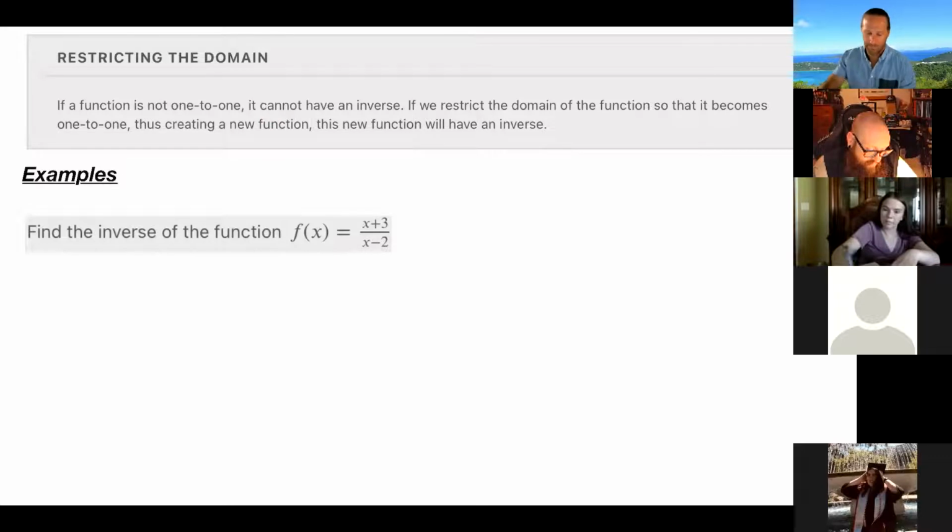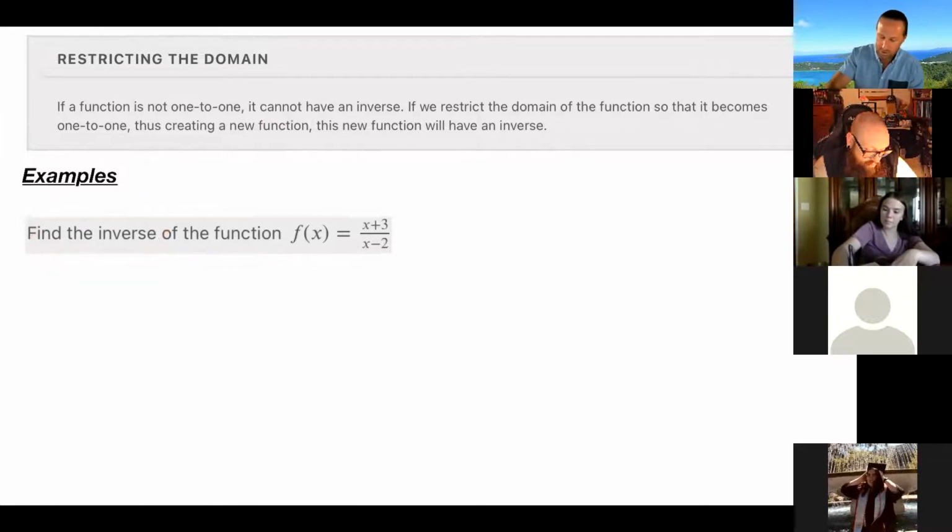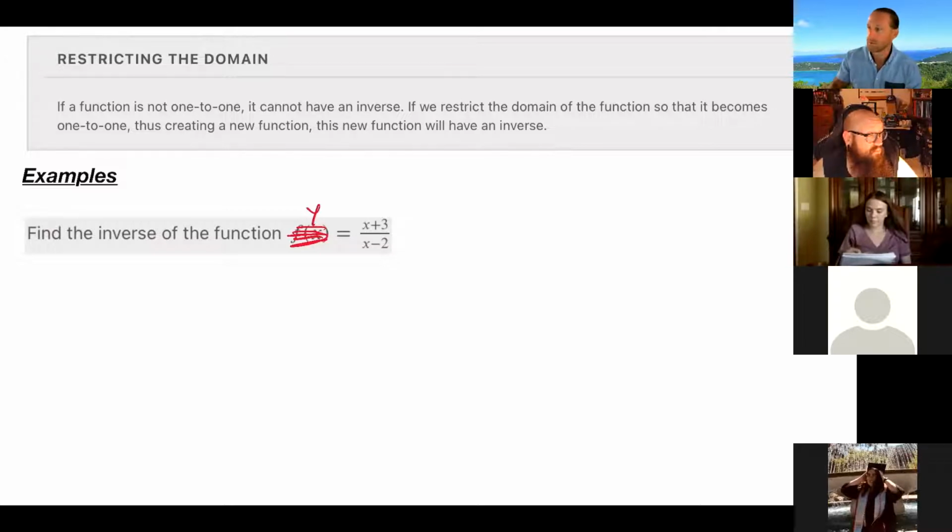So if we wanted to find the inverse of this, we're just going to first off let this be a y because it's easier. But to find the inverse, we have to reverse what we had. So now it's going to be x equals. Everything else would remain the same.